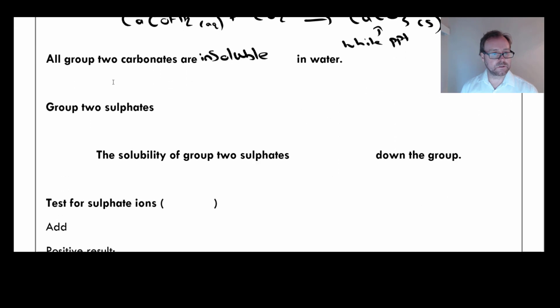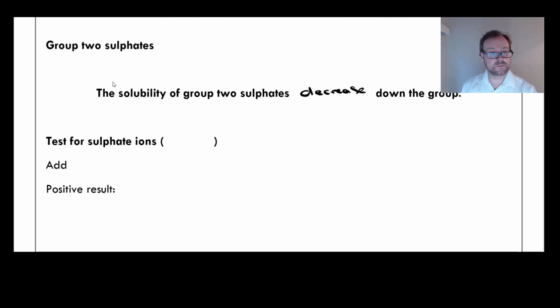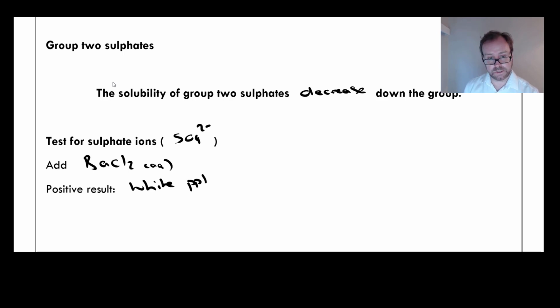Okay, moving on. So group 2 sulfates. So again, something that you just need to remember. So the solubility of the group 2 sulfates will decrease down the group. And we can also test for sulfate ions. Remember, sulfate ions are SO4 2-, and we add a solution of barium chloride, which is aqueous, and the positive result is to produce a white ppt.